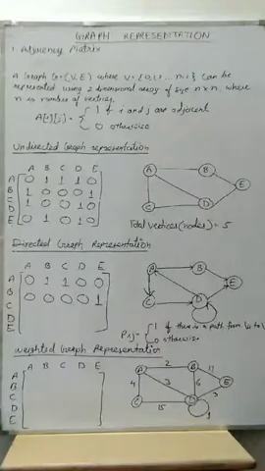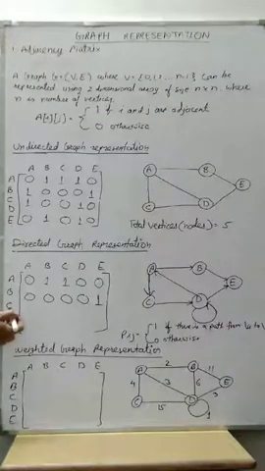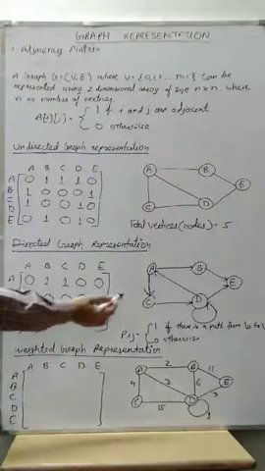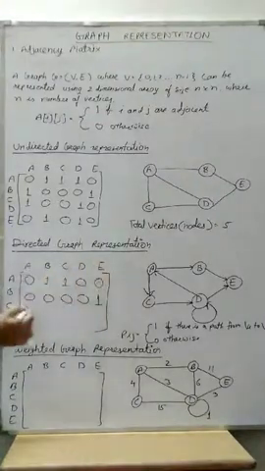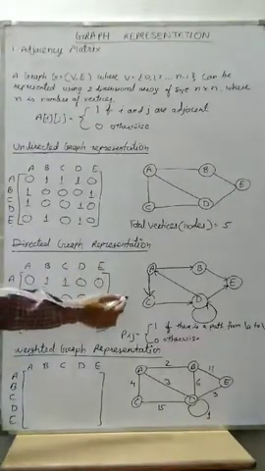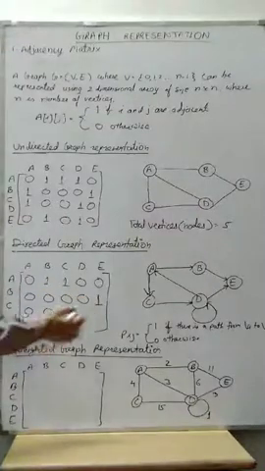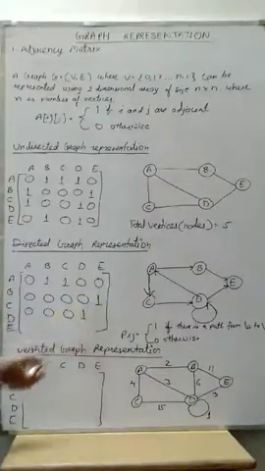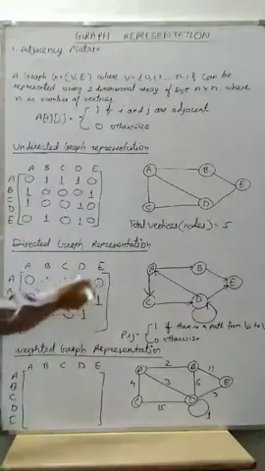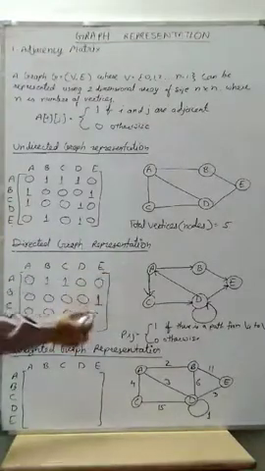Next, is there a path from C to A? C to A, no. C to B, no. C to C, no. C to D, yes, there is a path. And C to E, no path.